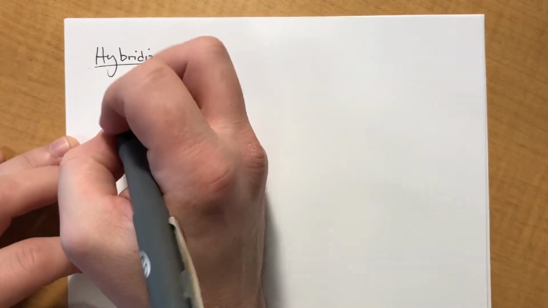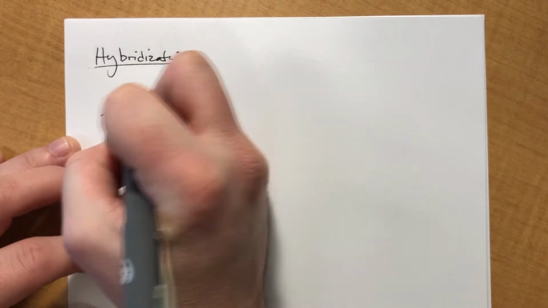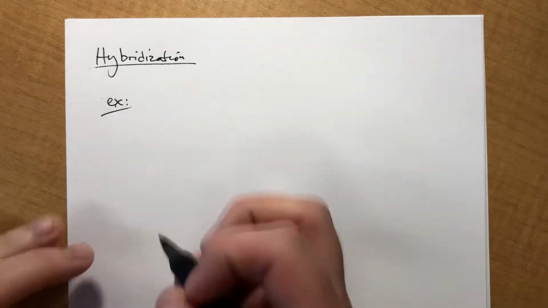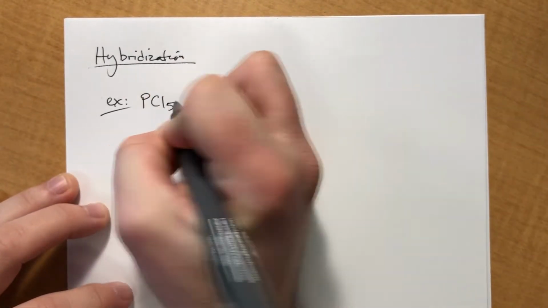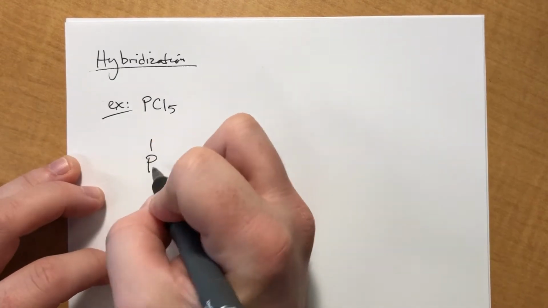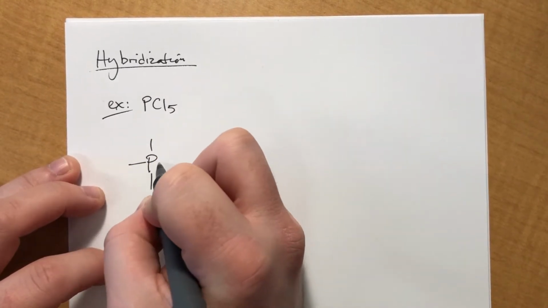Okay, let's try a few examples, and it works the same way we've been doing the previous examples, but I just want to work through a few to make sure you get it. The reason these things violate the octet rule is because they have a d orbital at their disposal. So let's try PCl5. This is a real molecule. If you were going to draw it, we would expect it to form a trigonal bipyramidal geometry.